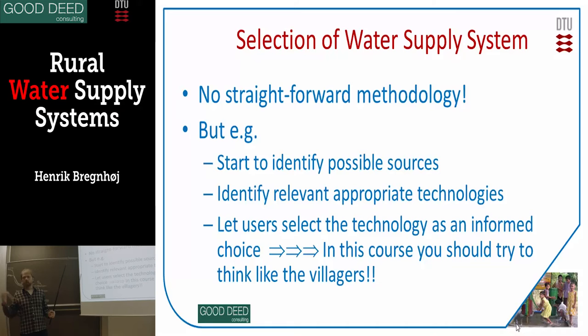Think of what are the easy things, what are the relevant things. Try to identify the relevant technologies that work with these sources. You've seen a lot of examples: you put a hand pump on a deep tube well, don't put a hand pump on a lake. So there are some combinations of things that are common in the examples you saw here.